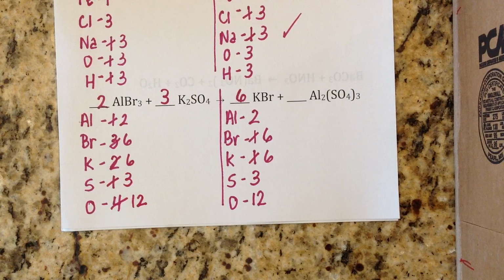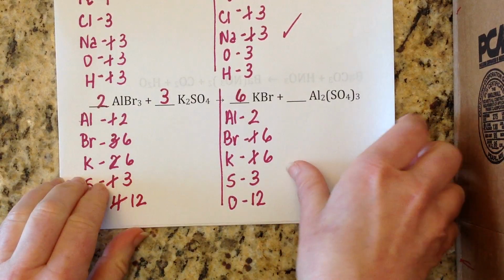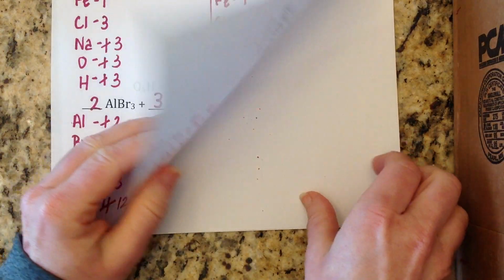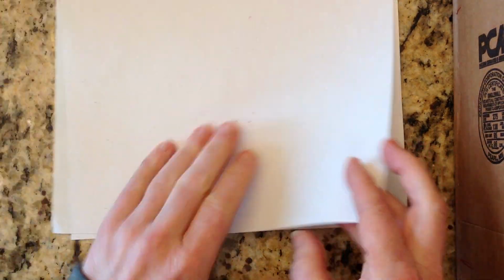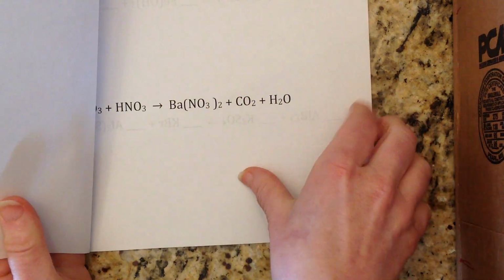So I hope that now you're kind of saying, hey, I'm getting the hang of this. Yeah, it's just kind of a balancing act. It's just try this and see if it works. If it doesn't, try something else. So let's look at a couple more examples.